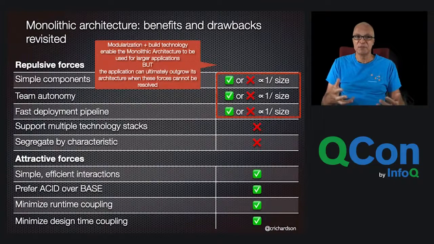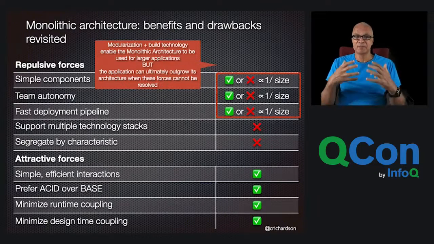Some of these issues can be mitigated through design techniques such as modularization and by using sophisticated build technologies such as automated merge queues and clustered builds. However, ultimately, it's likely that the monolithic architecture will become an obstacle to rapid, frequent, and reliable delivery.